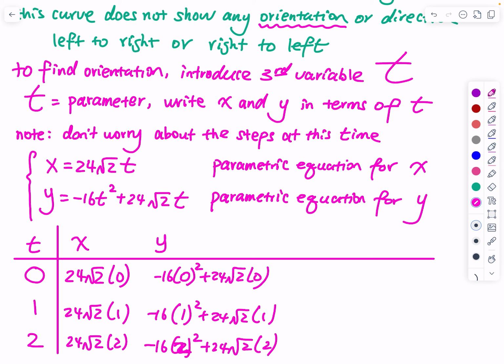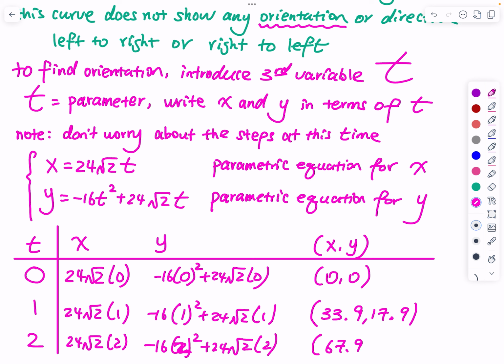Okay. And then I will obtain a point, x comma y, an ordered pair. This is 0, comma 0. This one is just an approximation, 33.9, comma 17.9. Using one decimal place is enough. This is 67.9, and then comma 3.9.